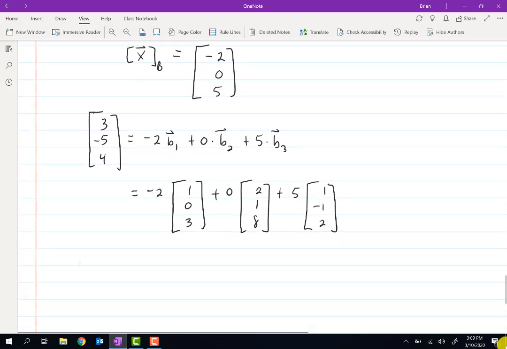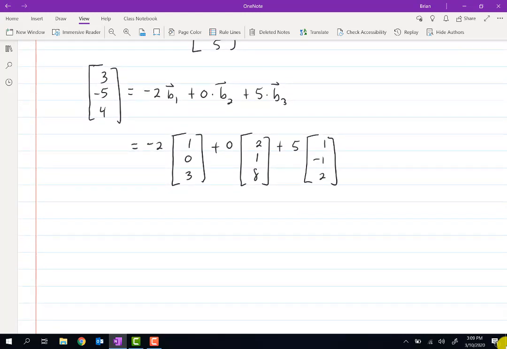And let's just make sure it does work out. I need to end up with a 3. Negative 2 times 1, that's negative 2, plus 0, plus 5 does indeed give me the 3. Then I have 0, 0, negative 5, there it matches that. And then finally, negative 2 times 3 is negative 6, plus 0, plus 10 will give us a positive 4, and it does check out.